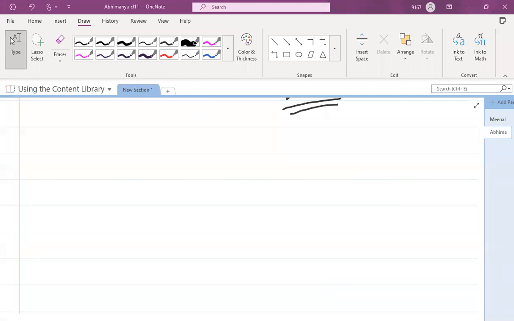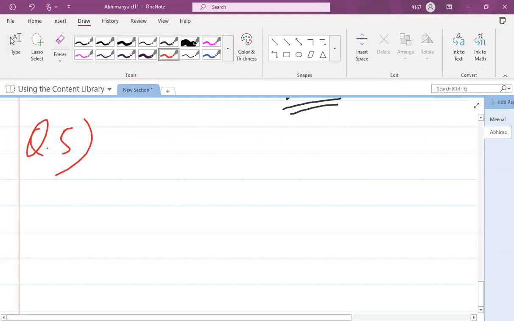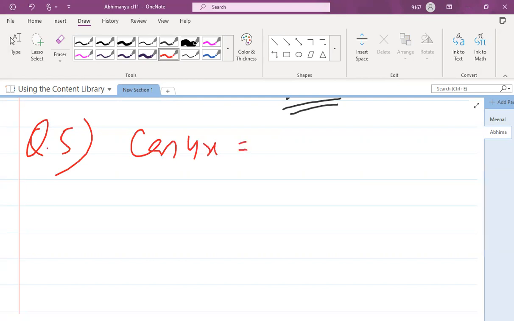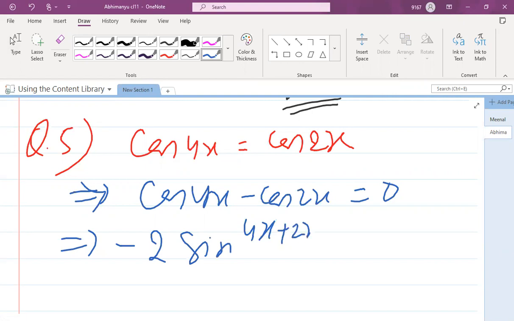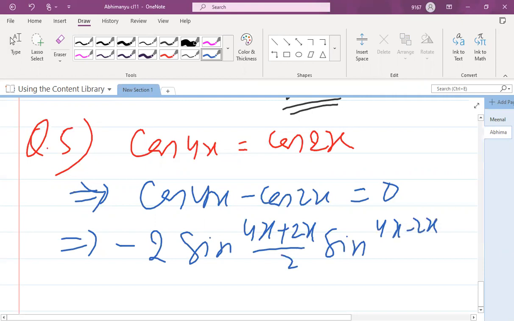We have question number 5 now. Question number 5. We have been given cos 4x equals cos 2x. So if we bring these two terms together, we have cos 4x minus cos 2x equals 0. And using the identity cos c minus cos d equals -2 sin (c plus d)/2 into sin (c minus d)/2, equals 0.